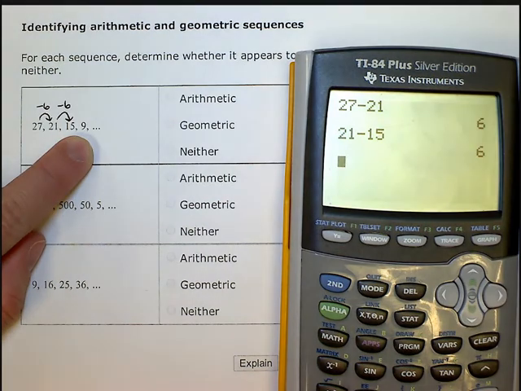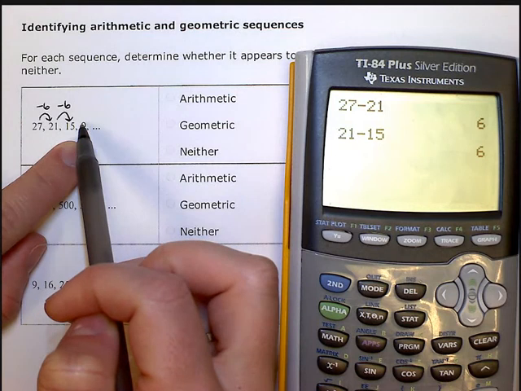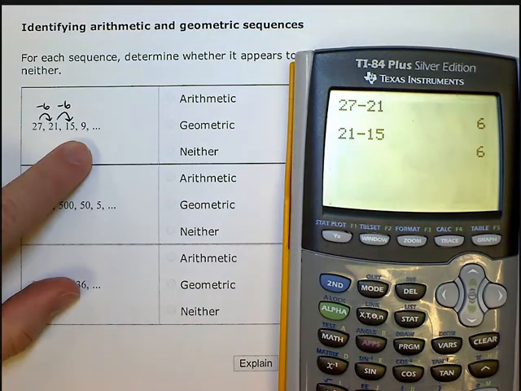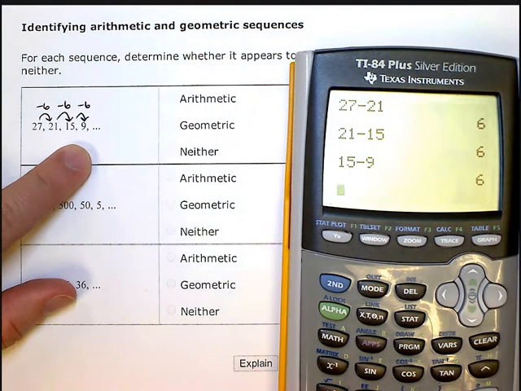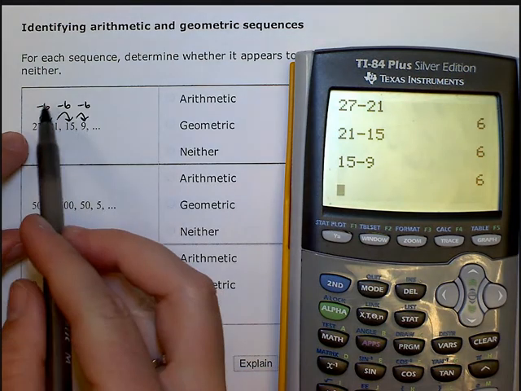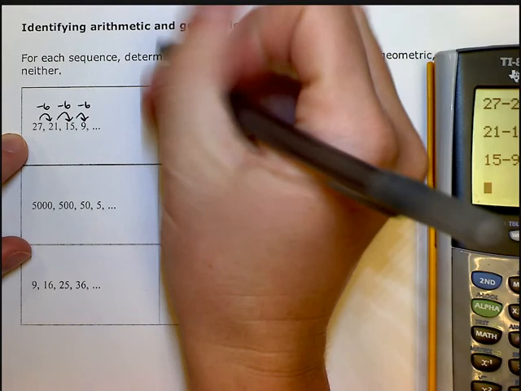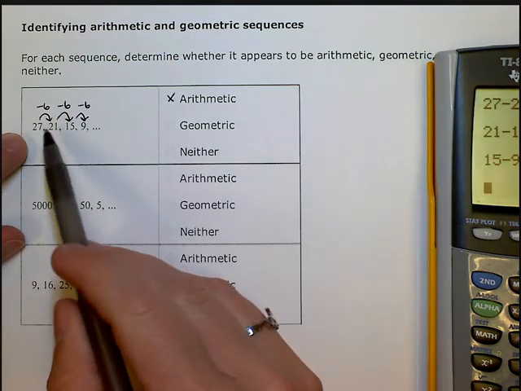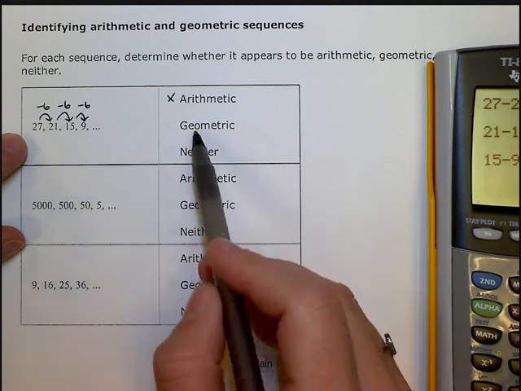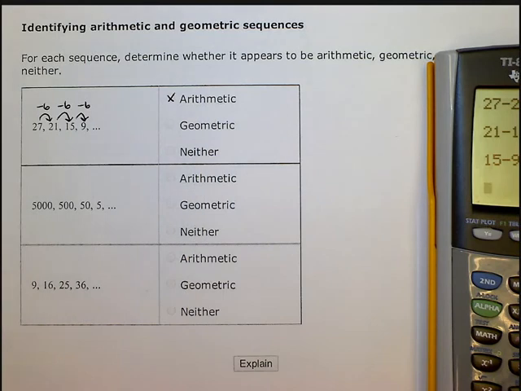Let's check one last time, because if this is not minus 6 as my common difference, then it's neither. 15 minus 9 is also 6. So to go from 15 to 9, we subtract 6. Now, because we're subtracting the same number in between every term, that makes this an arithmetic sequence. Now, we could check to see if there's any way to divide or multiply to get the same pattern, but because I already see it's arithmetic and this is a multiple choice question, I know it's arithmetic.